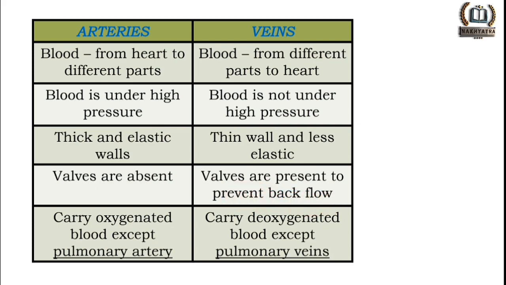Since blood has to come from the body back to the heart, veins have valves so that the blood does not flow backward. Arteries carry oxygenated blood except the pulmonary artery. When arteries carry blood from the heart to different body parts, it is oxygenated blood except in the pulmonary artery. This is an important thing, okay: the pulmonary artery does not carry oxygenated blood.